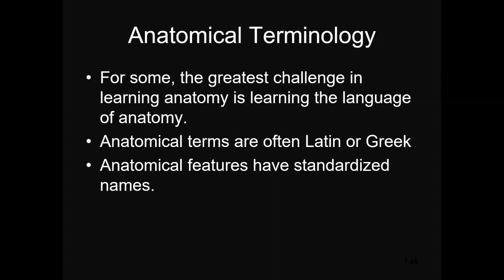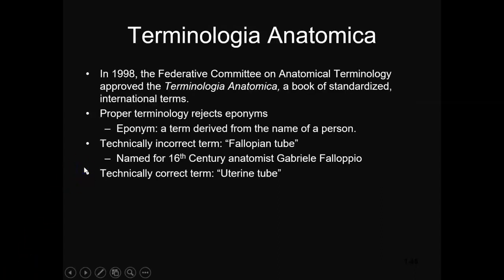For a lot of people in this course, the hardest thing is learning the words. The terms are Latin or Greek, and the only thing is we've standardized the names. In 1998, they all got together and approved the words. They standardized them. We got rid of all the things that were named after people. For instance, we don't use the term fallopian tube anymore. As it turns out, that was named for some guy. We now say uterine tube, which is actually more descriptive.